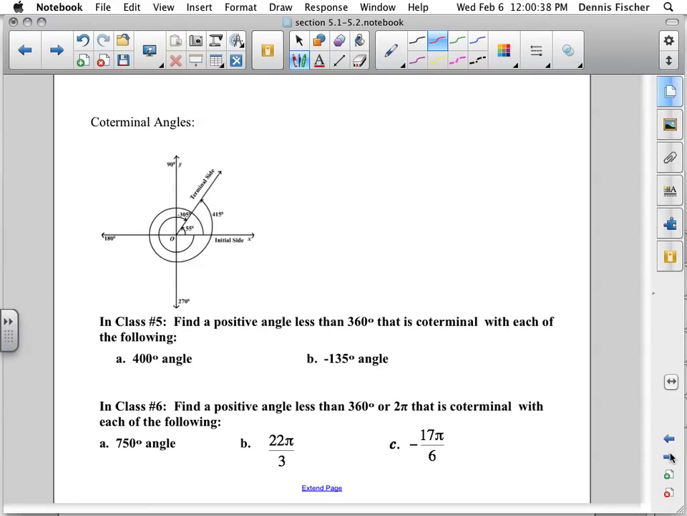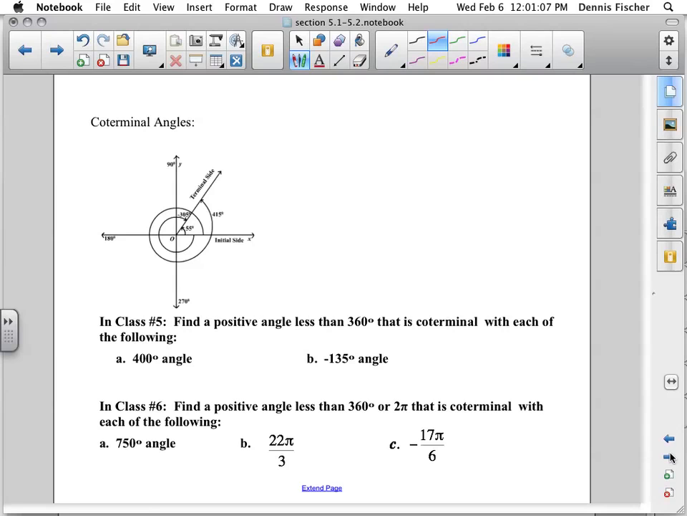How about B down here? Find me the coterminal angle to 22 pi over 3. That is less than 360. 180 divided by 3. 4 pi. Wait, did we do it? 60.